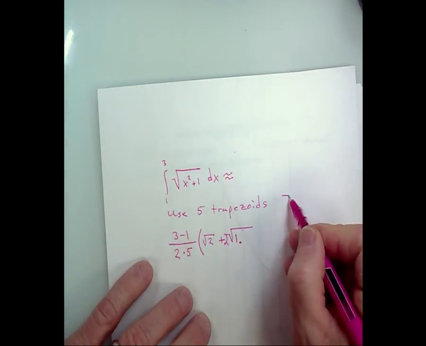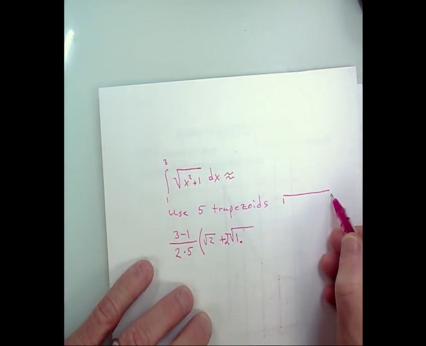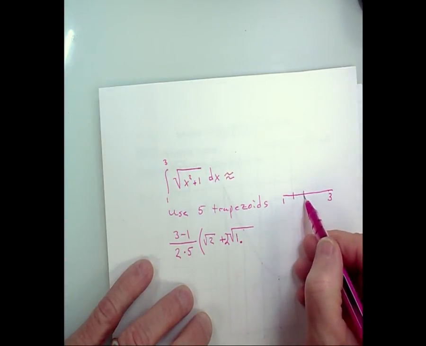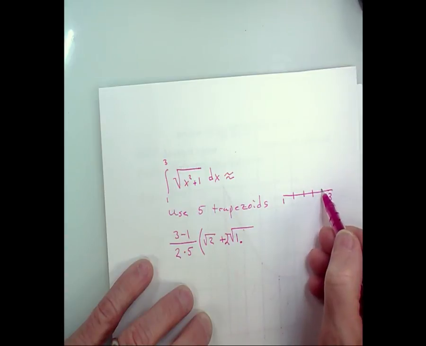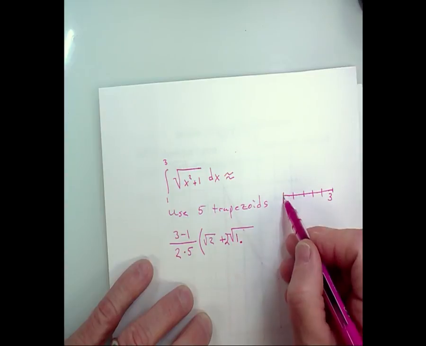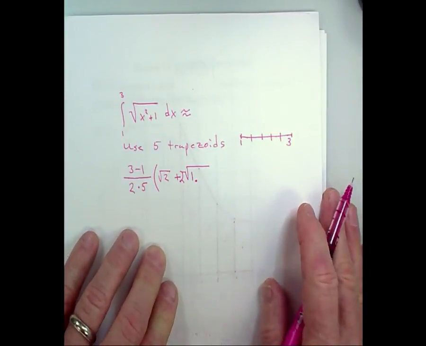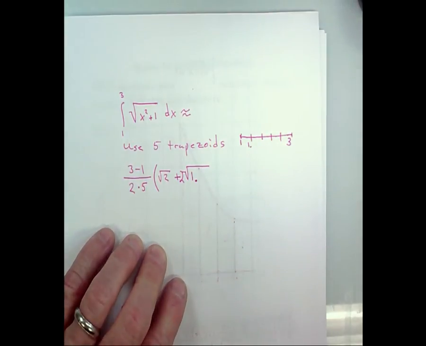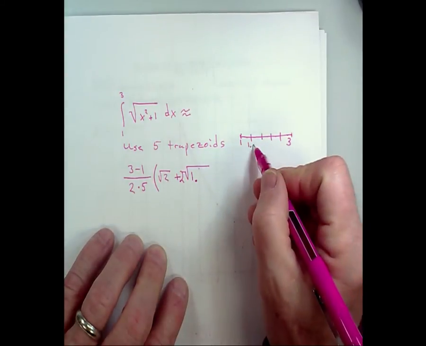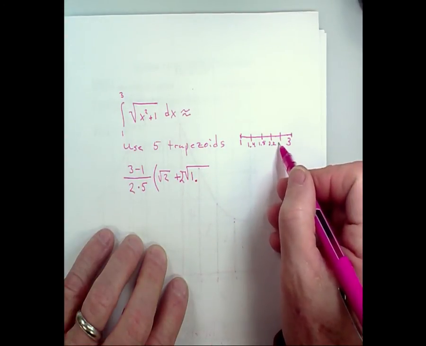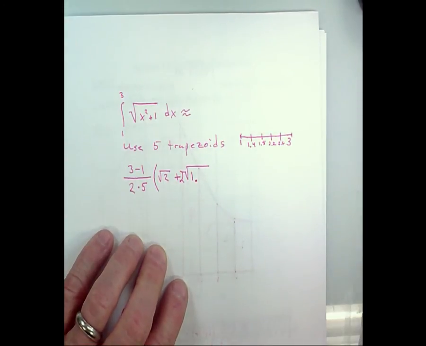So I'm starting here at 1, correct? I'm ending at 3, and I have to have 1, 2, 3, 4, 5 trapezoids, correct? Right, Addison? So what is this number? 1 point what? 4. Yeah, I think it is 4. Let's take a look. 1.4, 1.8, 2.2, 2.6, and 3. Yeah, very good, 0.4.